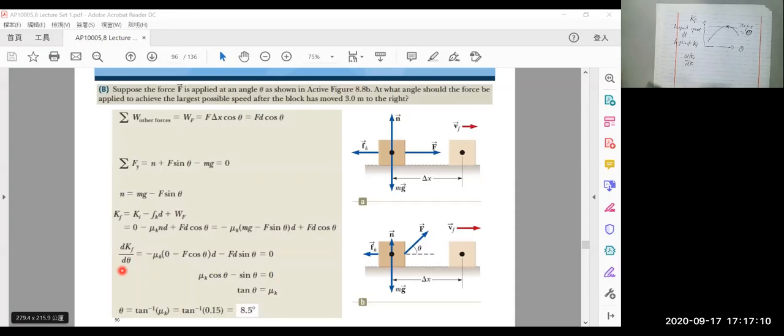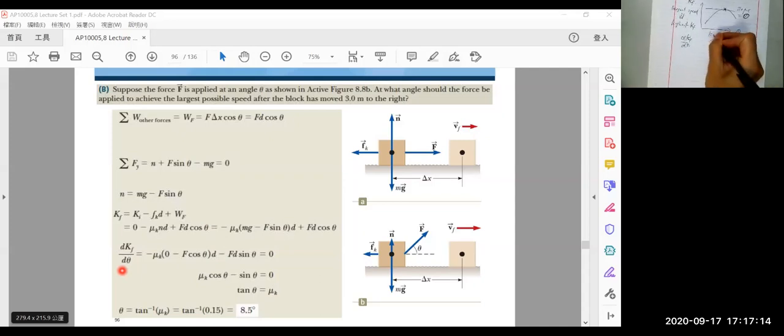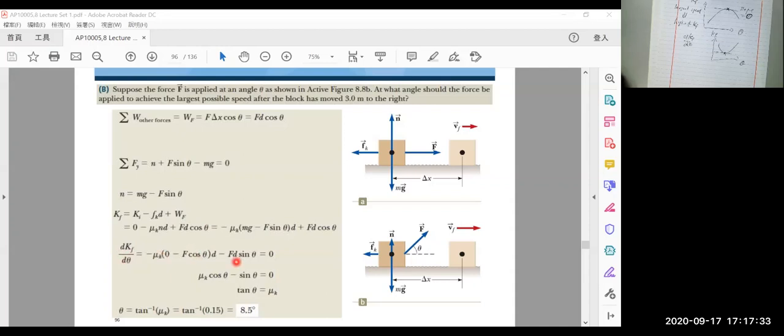Of course, you would argue another possible scenario, that the final kinetic energy versus theta actually has a minimum point. But we have other ways to determine whether it's a maximum or minimum point. Here, we just go through the concept. That is why we have the differentiation here. After some operation, we determine the corresponding value of theta that gives the maximum kinetic energy or maximum speed of the block. Okay.